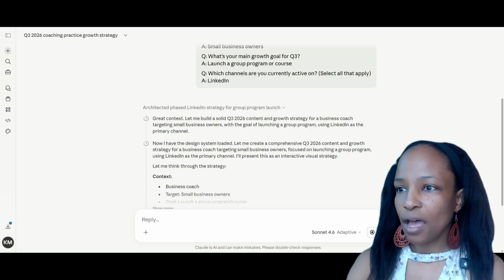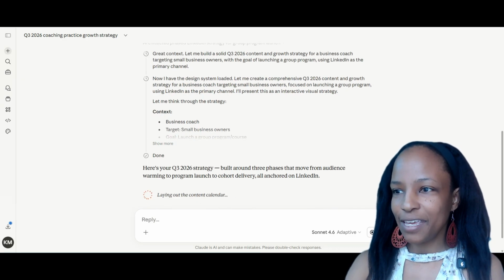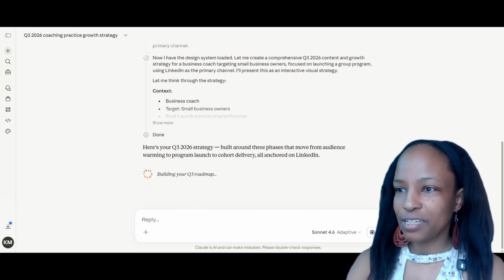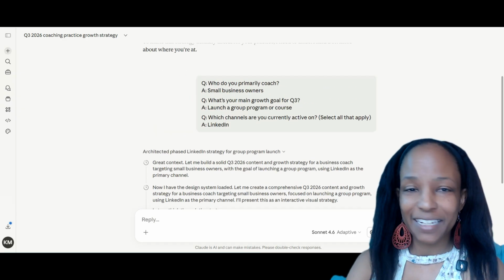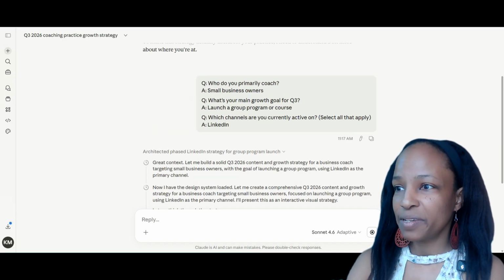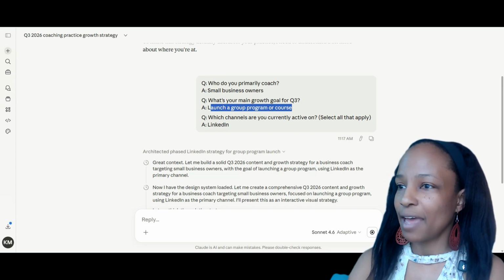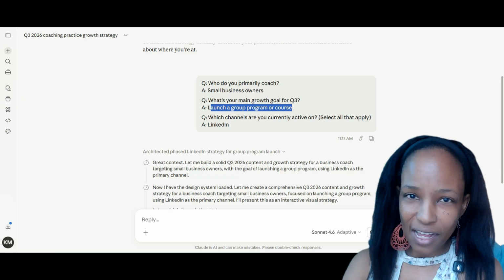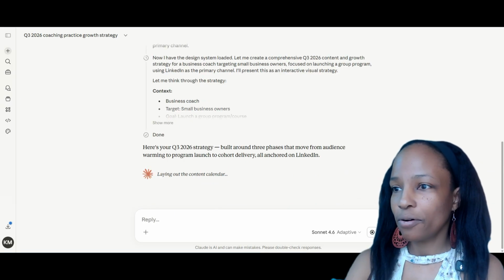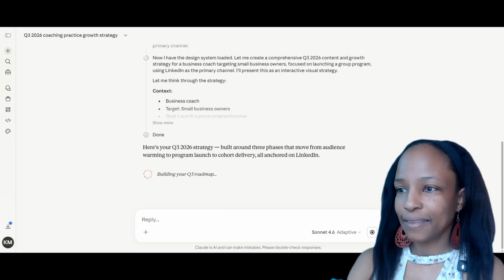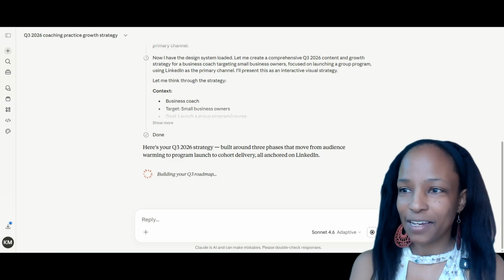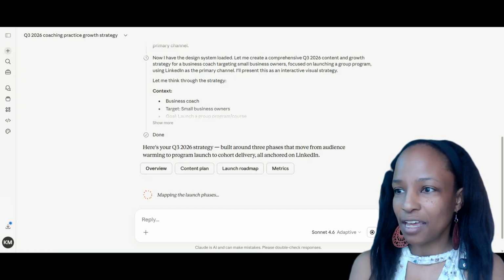It's saying that, so it's designing. So here is your Q3 strategy, building your roadmap. I really didn't tell it anything. I just said, small business owners, I'm looking to launch a group program or course, and I'm active on LinkedIn. Is that enough context? No, that is horrible context, but whatever, it's going. So we're going to give it a little bit of time.